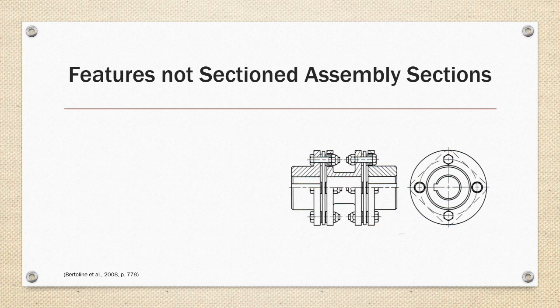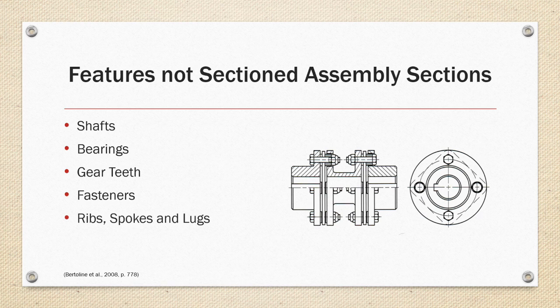The features not sectioned in an assembly section are shafts, bearings, gear teeth, fasteners, ribs, spokes, lugs, washers, keys, and pins. If we look at the example on the right, the bolts and the nuts, which are fasteners, are not sectioned in the view.